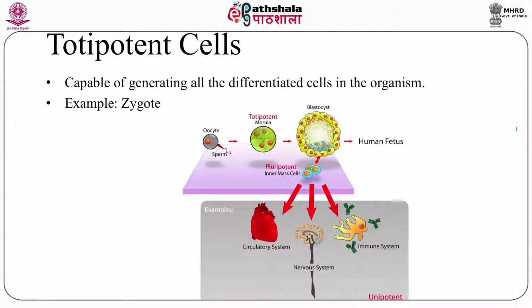Totipotent cells are capable of generating all the differentiated cells in the organism. Zygote is a classical example of a totipotent cell. Zygote is formed after fertilization and it can generate all the cells that constitute the particular organism.